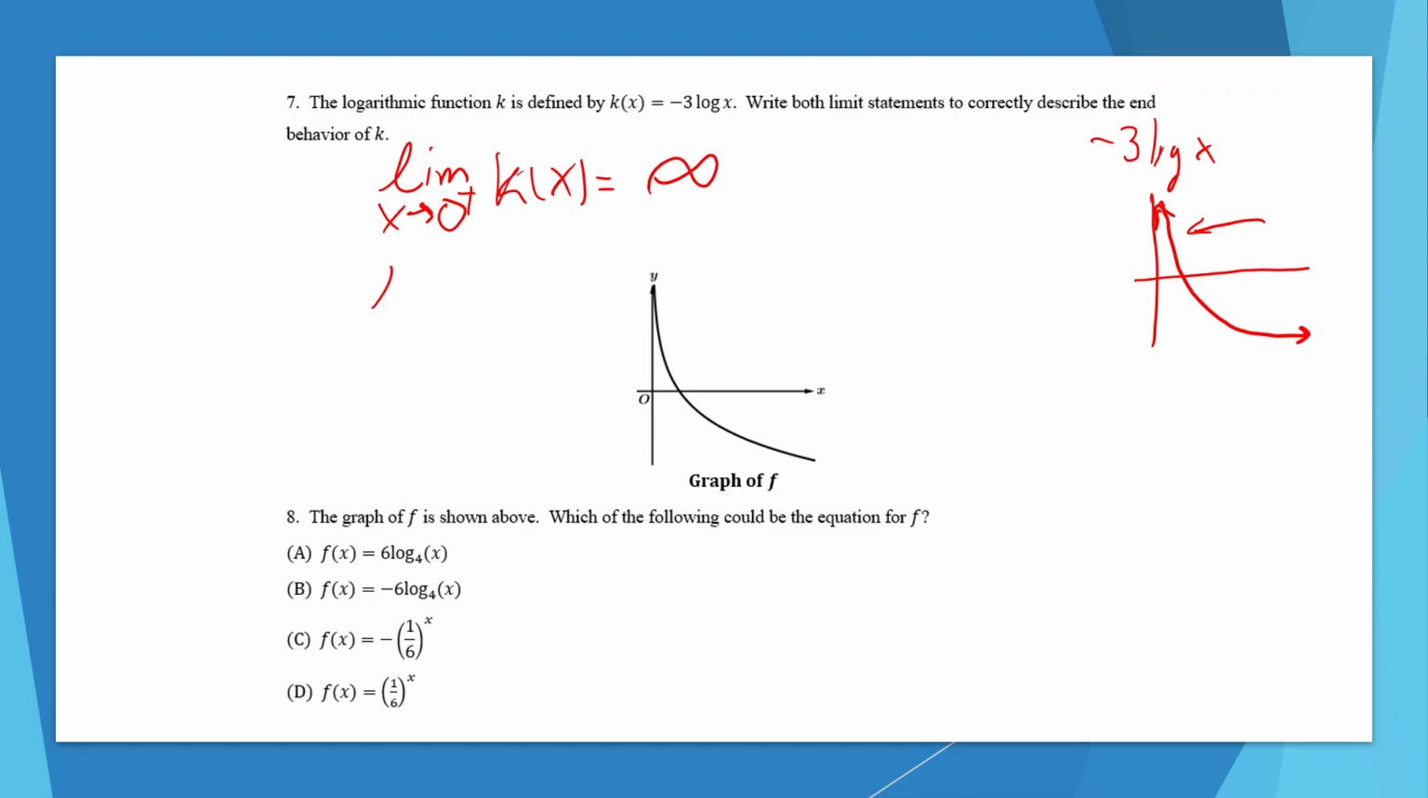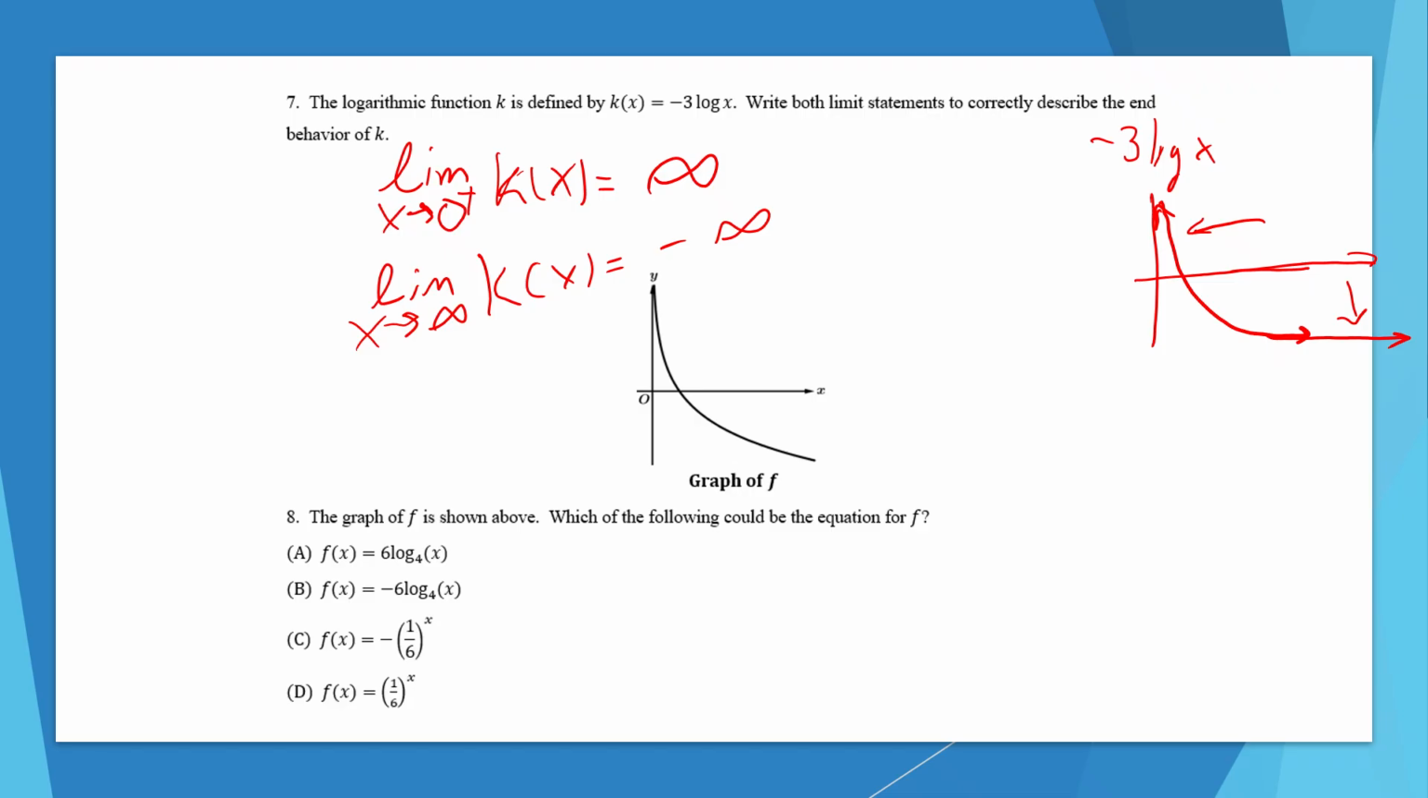The next limit statement is going to be the limit as x approaches positive infinity. So as x goes to the right forever, this is going down. It's hard to see, but it will constantly decrease. So this should be negative infinity there. And that's our answer for number 7.